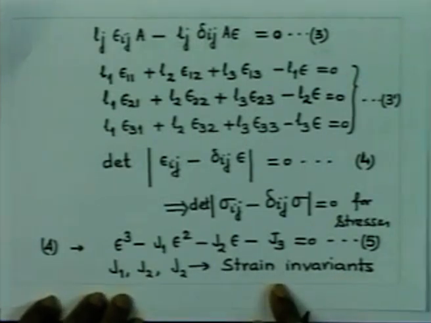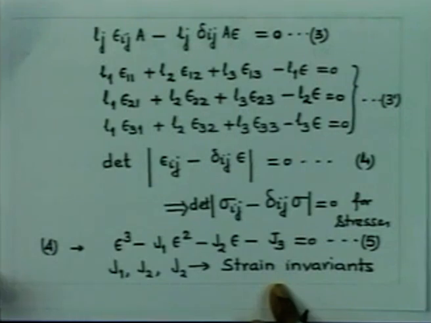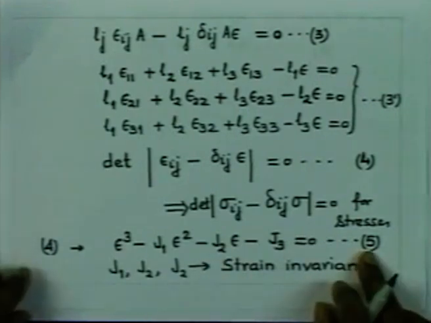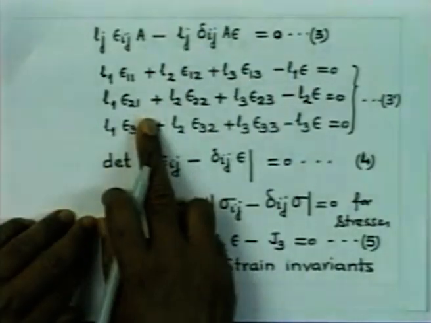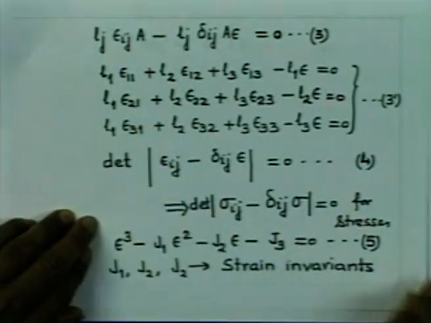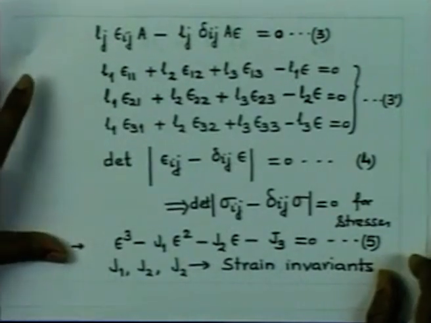With this you can find out the 3 principal strains, and for each of the principal strains you can come back to relationship 3 dash or 3 to get their corresponding directions. So, that is how you can determine the principal strains and their directions.